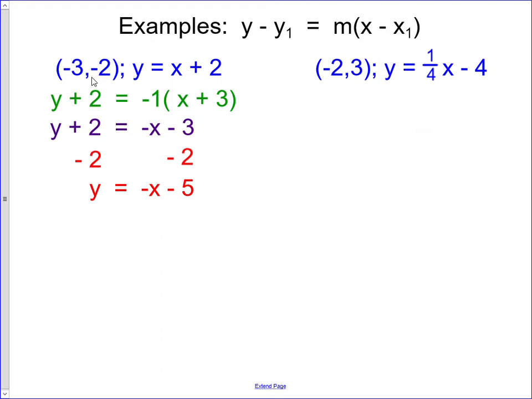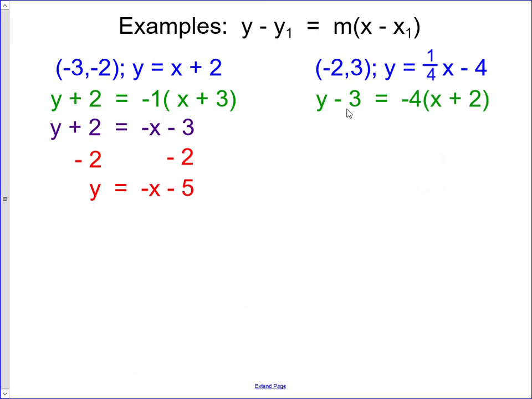Okay, on our third example here, we have the ordered pair we want our new perpendicular line to go through, (-2, +3). And we have the equation y = 1/4 x - 4. Well, we know that perpendicular lines have opposite reciprocal slopes. This has a slope of 1/4. The opposite of a positive is a negative. The reciprocal of 1/4 is 4. So when we plug in for a perpendicular line, we need to plug in a slope of -4.